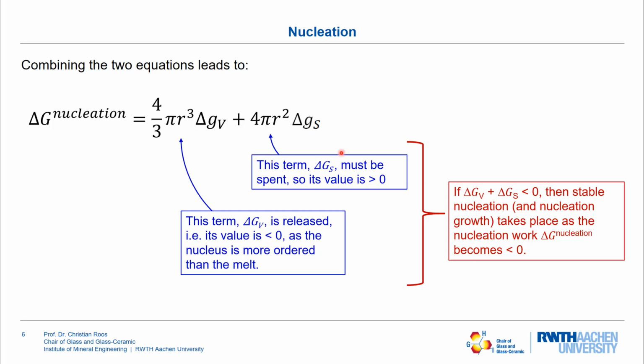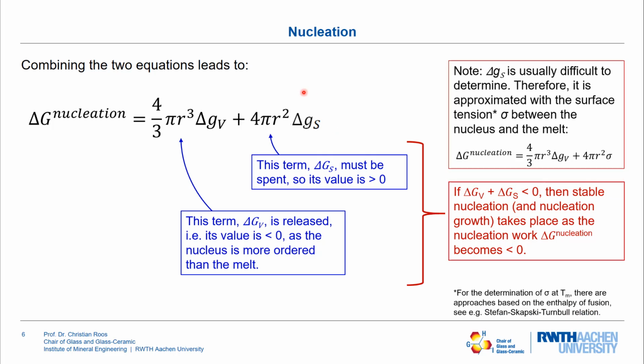So if this delta GV plus delta GS here becomes negative, then nucleation takes place, because the free enthalpy of the nucleation here becomes negative. In this presentation also please note that I always write the full names of nucleation or nuclei to avoid confusion by taking any abbreviations.